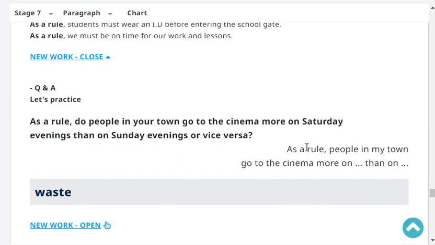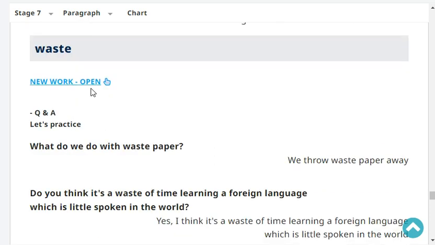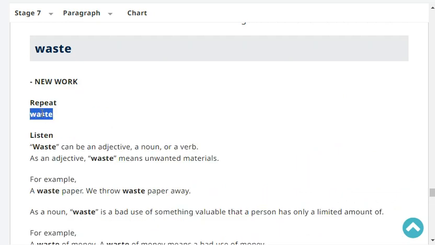Let's practice. As a rule, do people in your town go to the cinema more on Saturday evenings than on Sunday evenings or vice versa? As a rule, people in my town go to the cinema more on Saturday evenings than on Sunday evenings. Very good. Next, repeat. Waste.